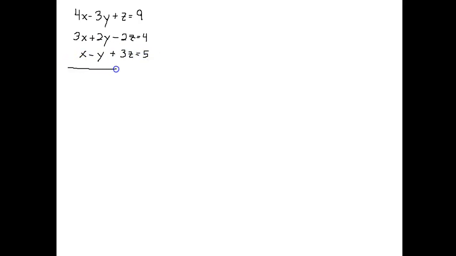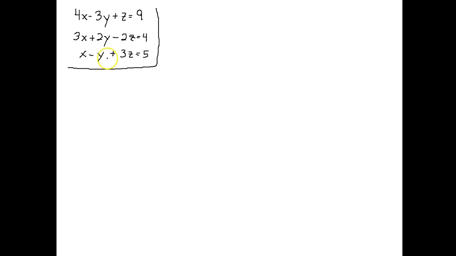Okay, so here's our three equations with three unknowns. And we're interested in figuring out if these do indeed intersect, which, as we're solving, we'll find out. And if they do intersect, do they intersect at infinite points, or do they intersect at one point? So that's what we're going to find out.